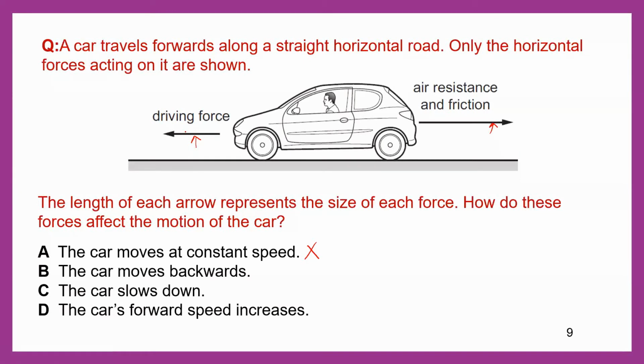B, the car moves backward. In reality, a car cannot move backward, so this is also wrong. The car slows down. That is the option when the forward force is less than the backward forces. So in that case, there are chances for the car to slow down only. So the answer in this case is C.